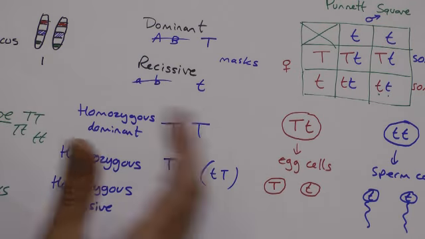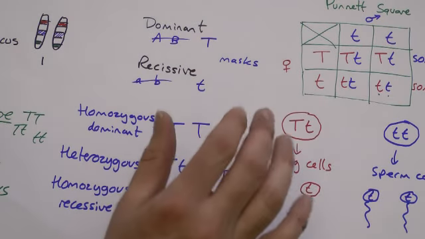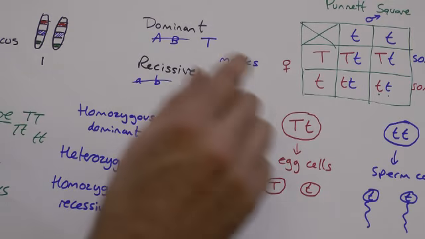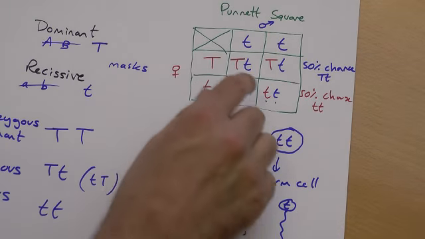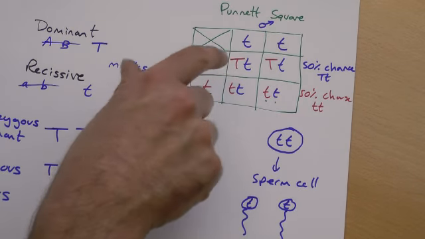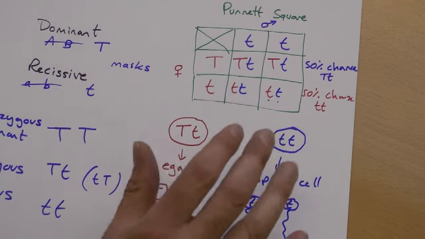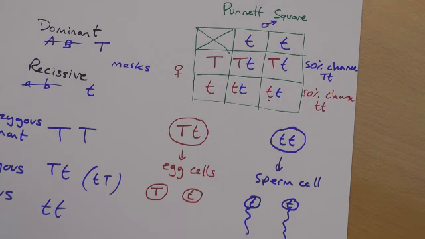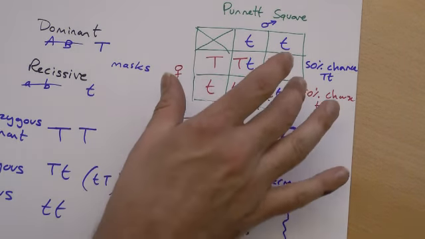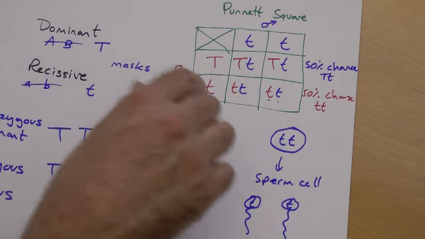Of course, we've been talking about humans here. Any organisms that use sexual reproduction, we could use the same kind of idea, and we can work out all kinds of possibilities of passing on genetic conditions like cystic fibrosis or Huntington's, for example. They're pretty straightforward when you get the hang of them.